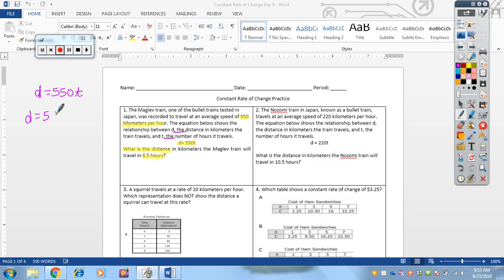550 never changes because they gave that to you. And it's being multiplied times t, which they gave us as 6.5 hours. Whatever the answer to this is the distance. Now remember, when you multiply decimals, you don't line them up. You pretend like the decimal's not here. And then in your answer, you should have one number behind the decimal because that's how many is in your problem.